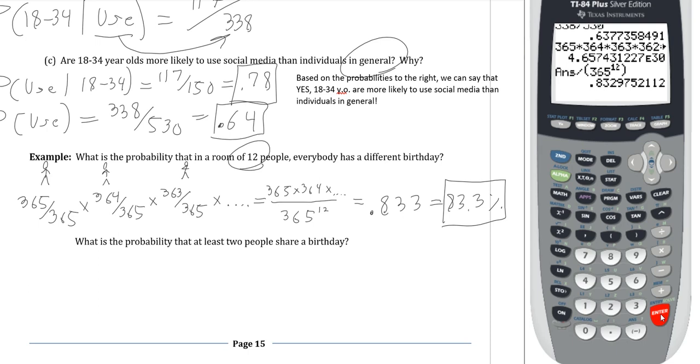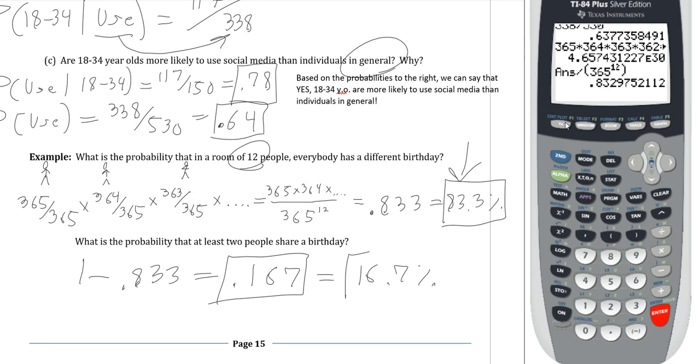Comparatively, the probability that at least 2 people share a birthday would be the complement of this. What we have is all 12 people have different birthdays. The opposite of that is at least 2 people in that group share a birthday. So we can solve that by doing 1 minus 0.833, and we get 0.167, or 16.7% chance that 2 people share a birthday in a room of 12 people.